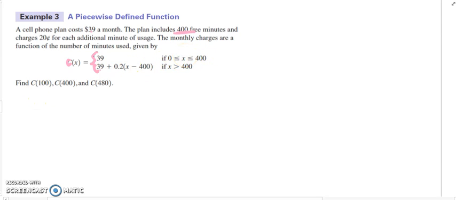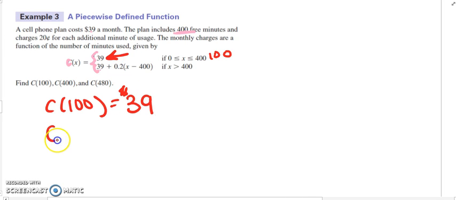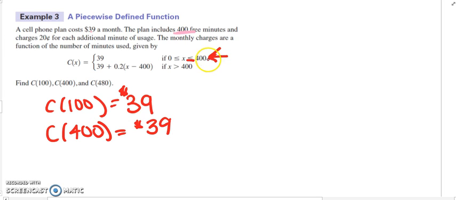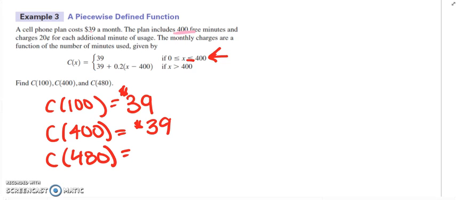It says find 100, 400, and 480. Well, to plug in 100, I have to find which range 100 is in. 100 falls into this range. So C of 100 is going to be this equation, which is just $39. Where does 400 fall in this range? Well, this is greater than or equal to 400, so it falls here as well. But the minute you go over 400, so if I did 400.005, I would jump up to this equation. And that's what's going to happen for 480. So all you have to do is look over here at your x values, what it's limiting your x values, and that's how you decide which equation to plug it in.